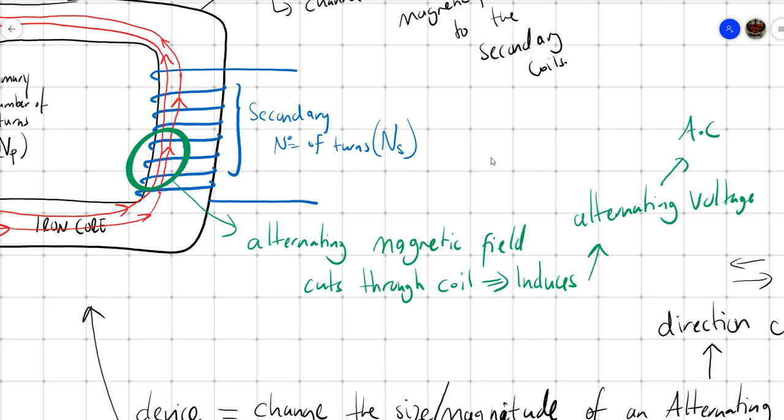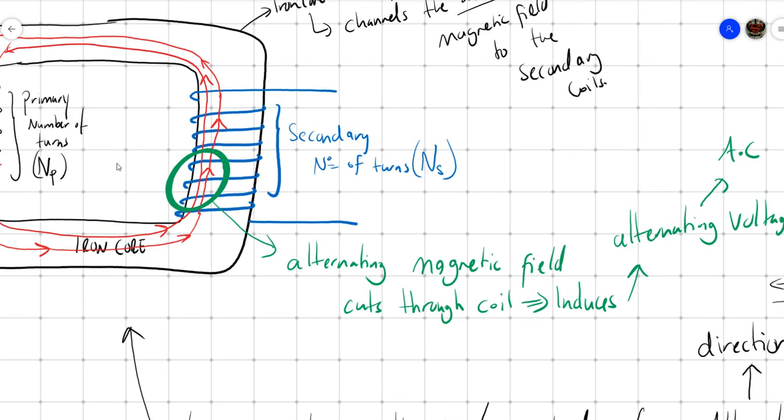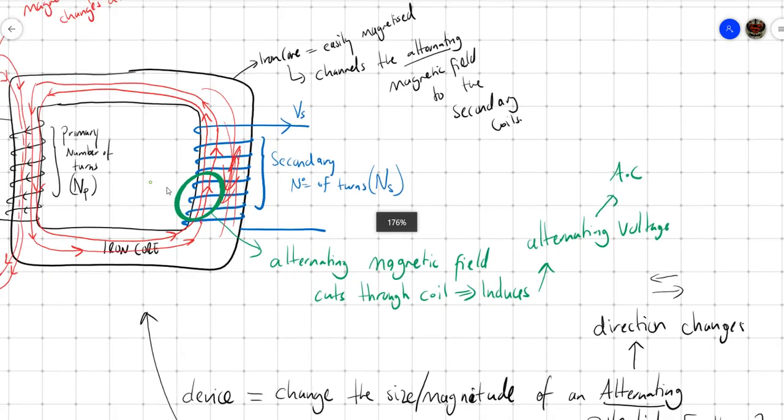Remember, the magnetic field changed direction, so it means the field is cutting this way. Let me use a different color pen, red. It's cutting it this way, and later on it's going to reverse and cut it down. So cut up, cut down. It's cutting, cutting, cutting. This will generate a voltage, which I'll call Vs, and then we're going to get an AC there as well. So this is how a transformer works in this case.